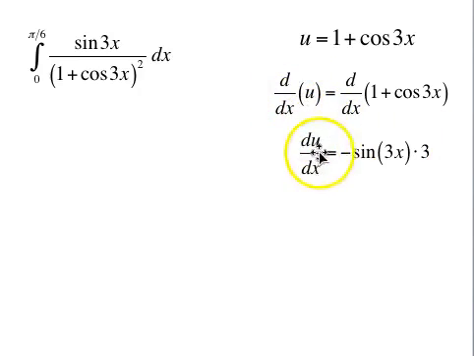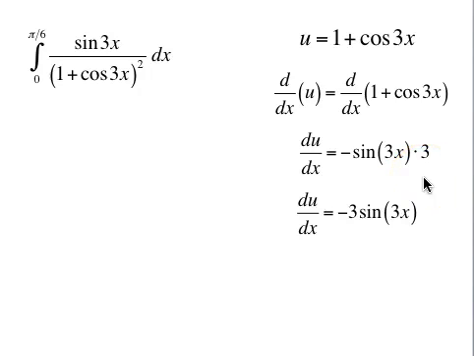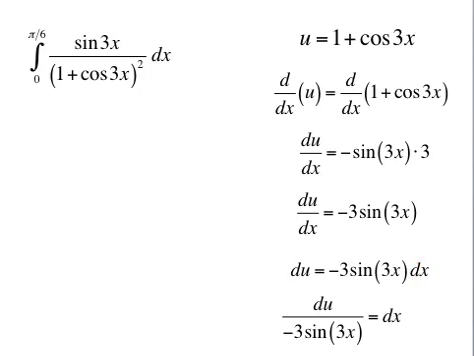Again, left-hand side du dx, right-hand side negative sine 3x times 3. So we're going to say then du dx is negative 3 times the sine of 3x, and I want to solve for dx. I want to substitute for that dx. Multiply both sides by dx, so we're going to say du equals negative 3 sine 3x dx. To solve for dx, we're going to divide out the negative 3 sine 3x. And we have du over negative 3 sine 3x equals dx.